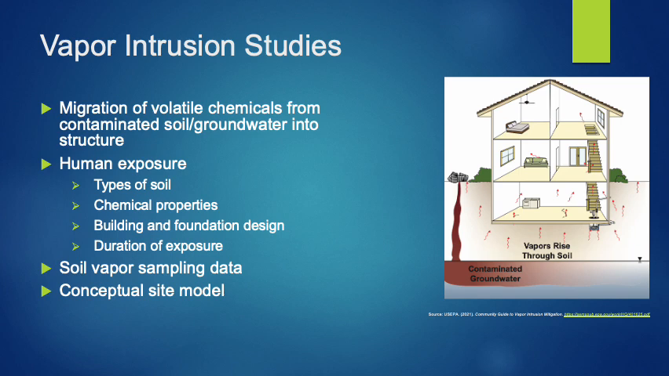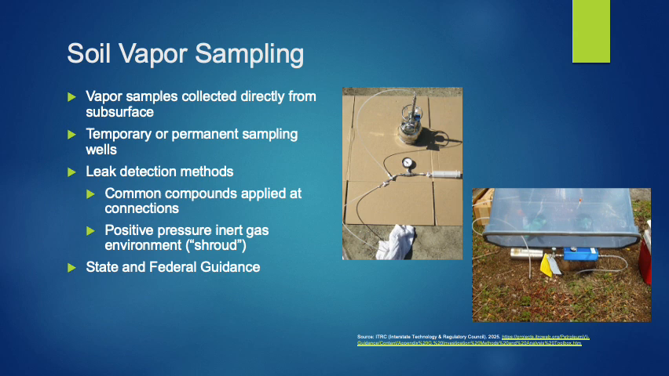In order to perform a vapor intrusion study, it's important to collect specific soil vapor data and then take into consideration several site-specific parameters, including the type of soil, the properties of the contaminants that may be present, the building and the foundation design, and the duration of potential exposure based on the type of use of the structure. All this data is input into a conceptual site model. Soil gas samples may be collected directly from the subsurface using either temporary or permanent sampling wells.